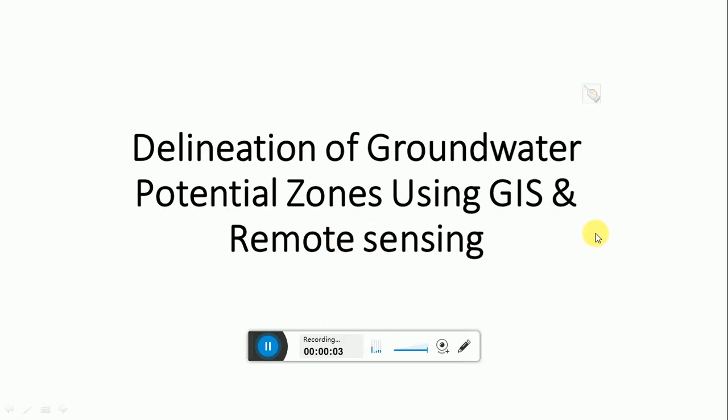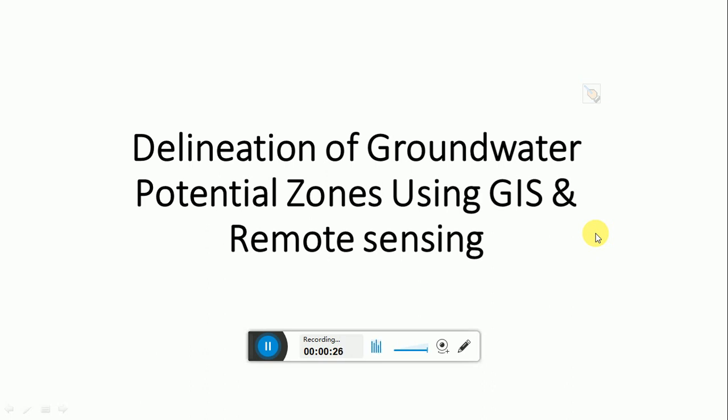Opening ArcMap. So before that, maybe let's see what we are going to exercise in ArcMap. So welcome everybody. It's just delineation of groundwater potential zones using GIS and remote sensing.